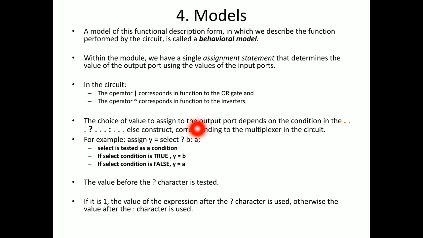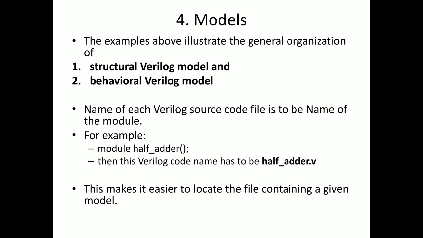Further, to select between these we need to use the colon operator, and it should end with a semicolon. Select is tested as a condition. If the select condition is true, y equals B; if the select condition is false, y equals A. The question mark tests the condition. If it is true, the value of the expression after the question mark is given to the output. Otherwise, the value after the colon is given. The examples above illustrate the general organization of the structural Verilog model and the behavioral Verilog model.